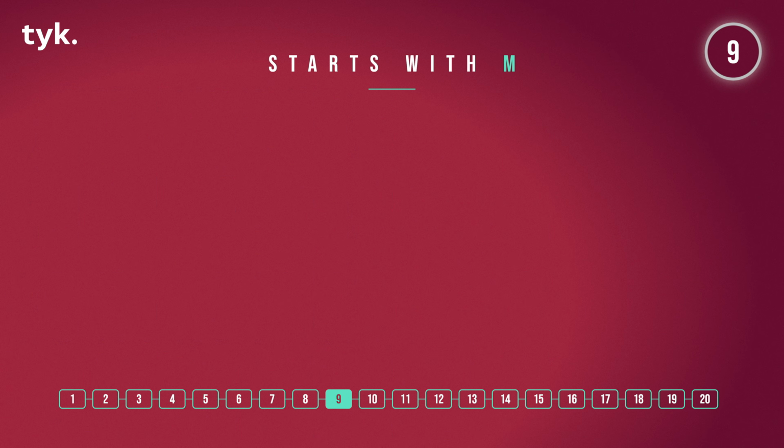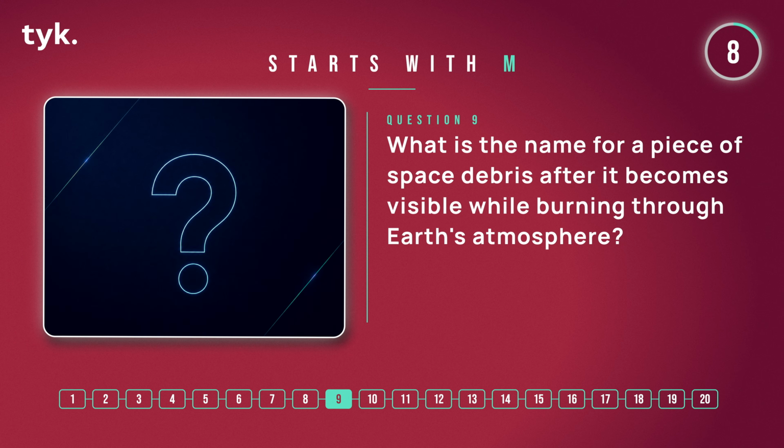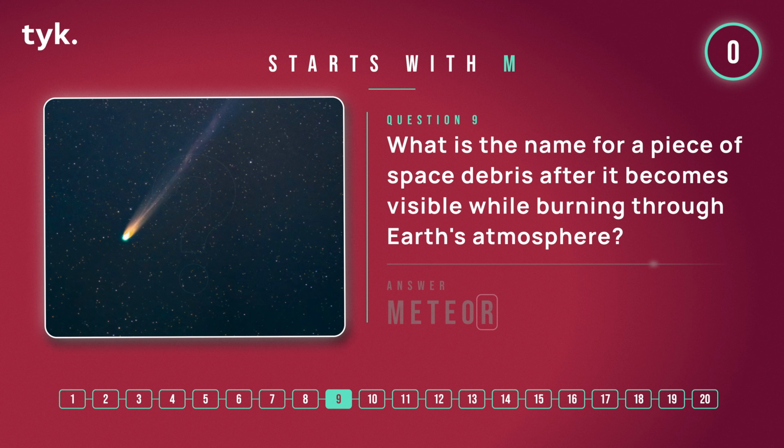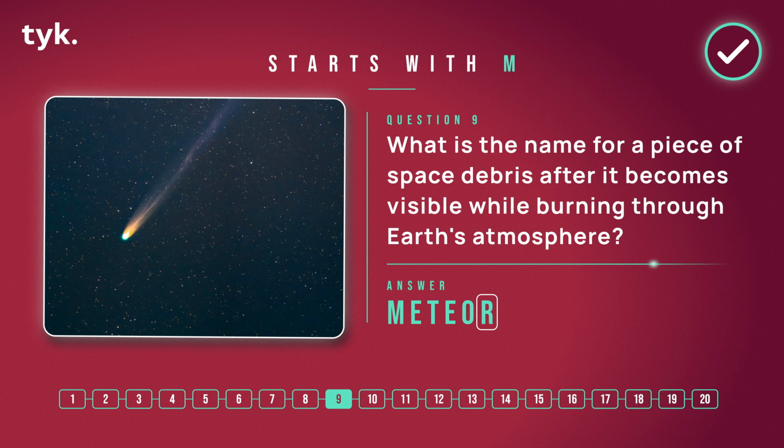Starting with M. What is the name for a piece of space debris after it becomes visible while burning through Earth's atmosphere? It's a meteor. Earth is struck by an estimated 100 tons of dust and tiny meteoroids from space every single day.